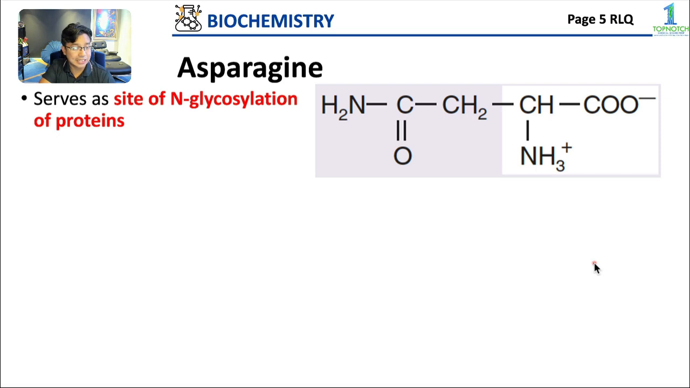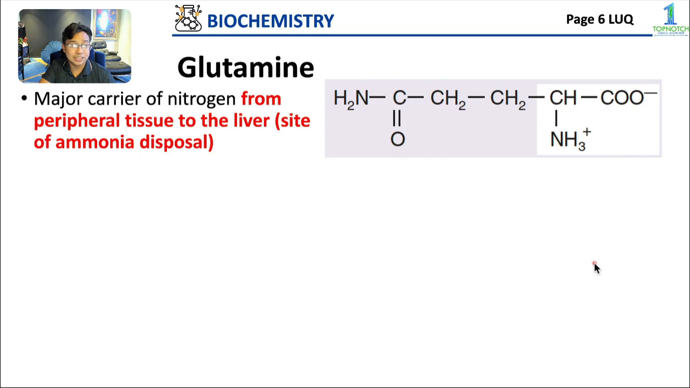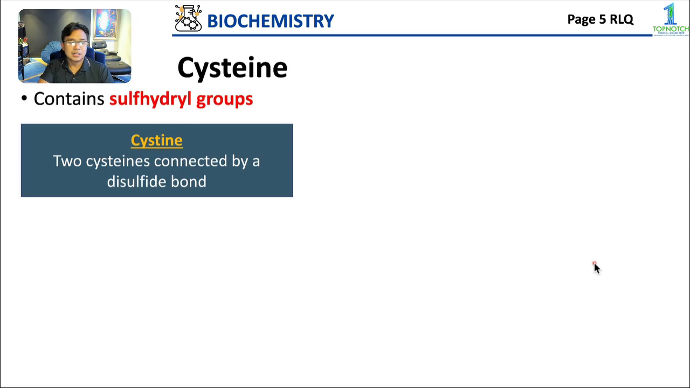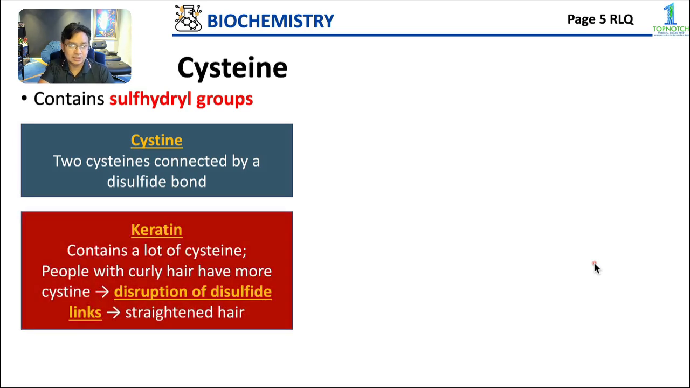Asparagine naman serves as a site of your N-glycosylation of proteins. Glutamine is also a carrier of nitrogen from peripheral tissue going to the liver, the site of ammonia disposal. Cysteine contains sulfhydryl groups. And two cysteines connected by the disulfide bond is known as a cystine. Keratin contains a lot of cysteine. Kaya people with curly hair have more cysteine. Therefore, kapag pinlansya mo siya, nadidisrupt yung ating mga disulfide linkages, straightening the hair in the process.